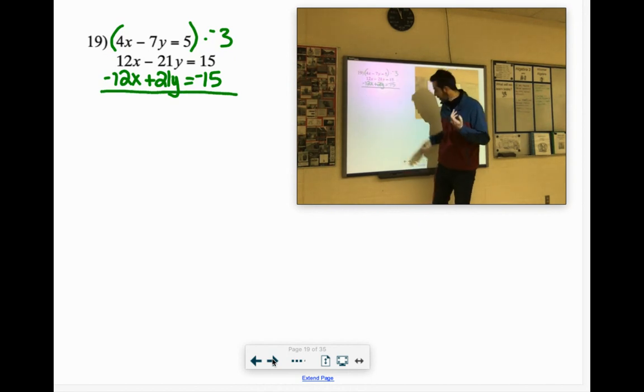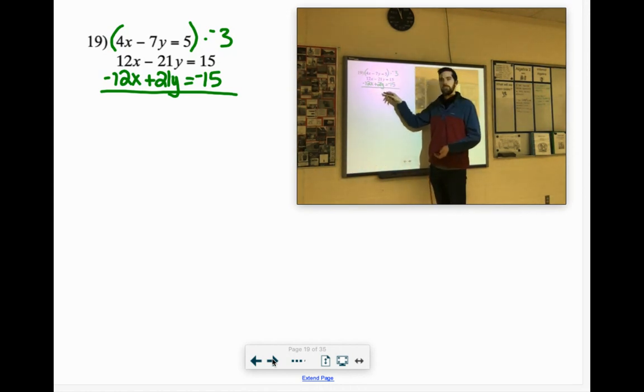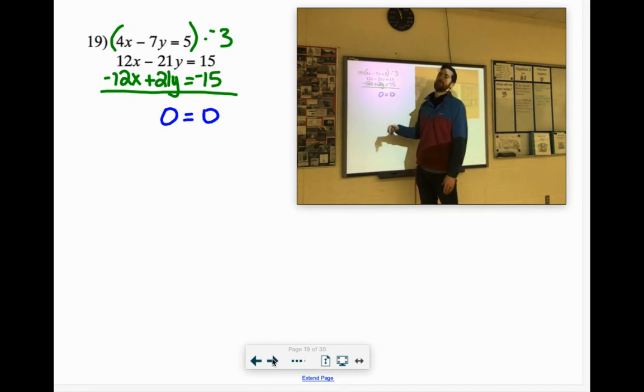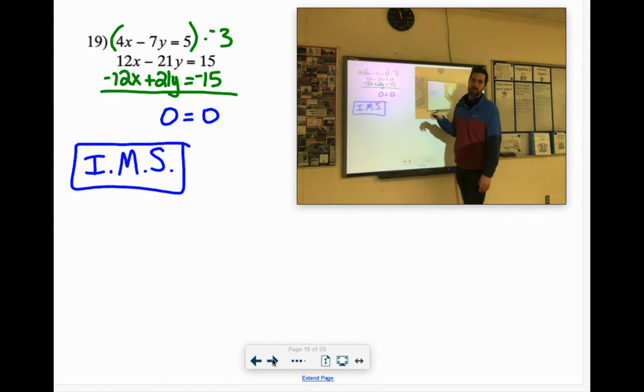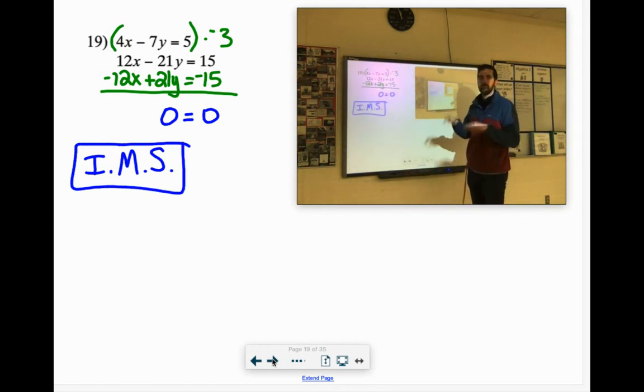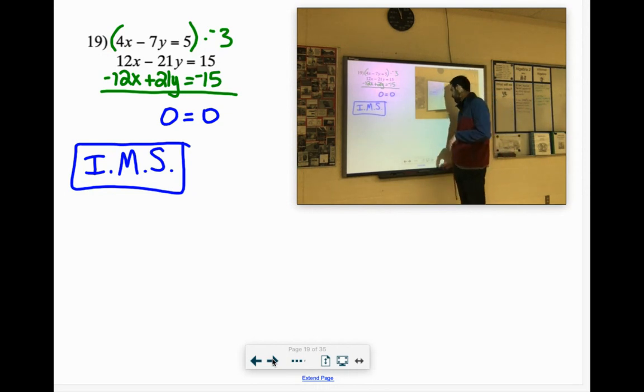Now if we look at these two equations, 12x minus 12x is nothing, 0, which we wanted. -21y plus 21y is also 0. 15 plus -15, that's 0. Yes, this is the infinitely many solutions. So if we graphed these two lines, they would fall right over each other. They would be the exact same line. Cool. Now, if that came out to like 0 equals 4, that's not true, so you would write no solution.